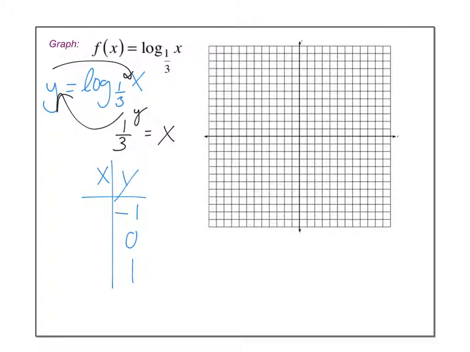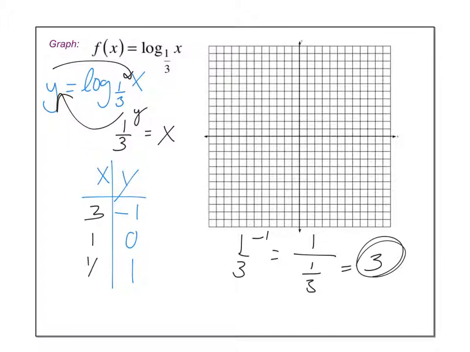-1. If I plug in -1 for y, 1/3 to the -1 equals 3. Remember, 1 over 1/3 translates to 3. 1/3 to the 0 is 1, and then 1/3 to the 1 power is 1/3.